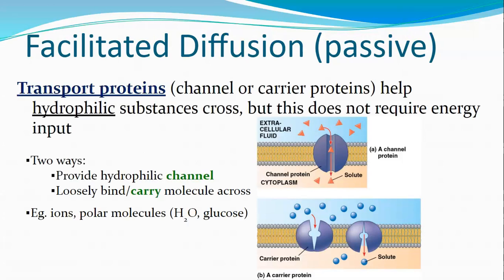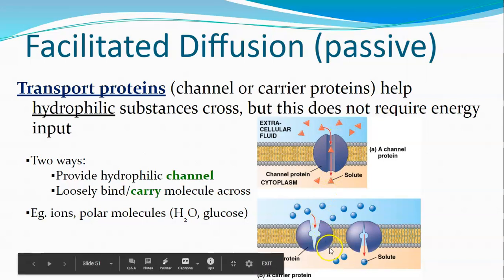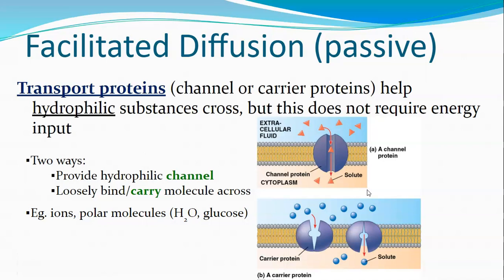Facilitated diffusion is another passive transport. There's no energy required, but it does need a helper. It's facilitated. There's some kind of channel or carrier protein that helps these hydrophilic things go through. It's either a channel that basically opens up and allows them to move through from high concentration to low concentration when they can't pass through the membrane by themselves, or it can loosely bind and carry it across. So ions do this, and other polar molecules, for example, water, if you're trying to move a lot of water, or glucose.